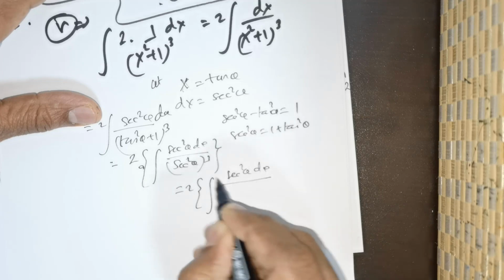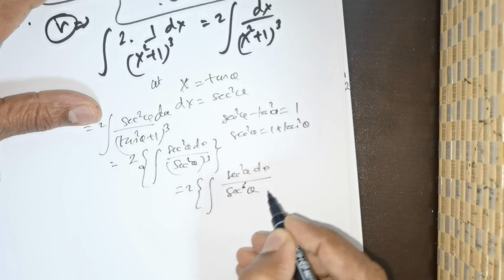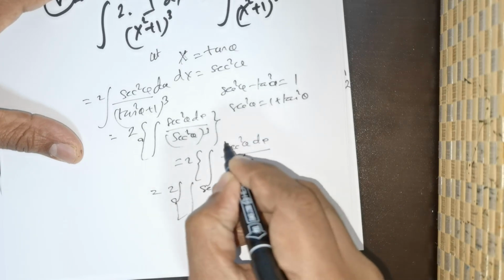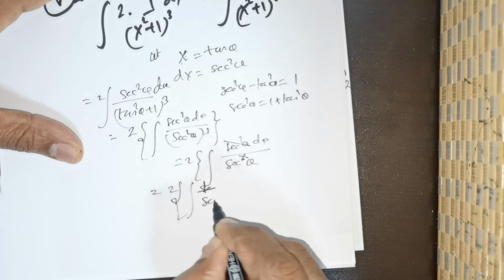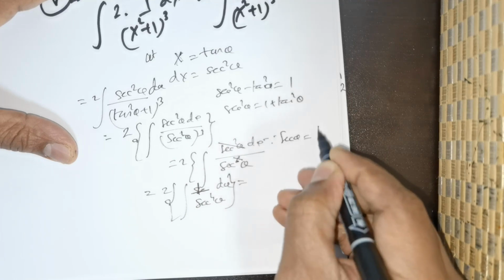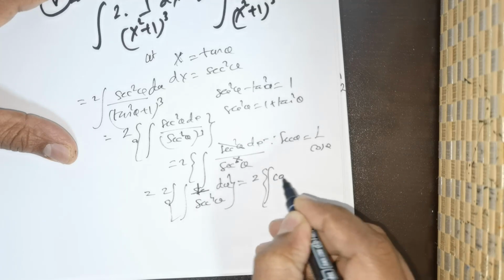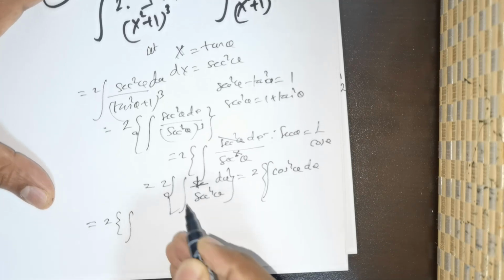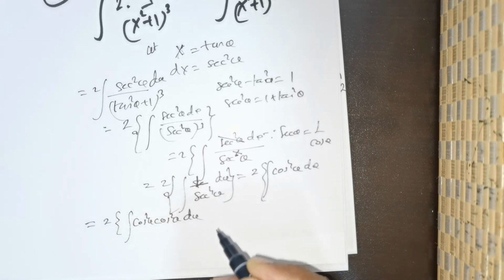That's going to be secant raised to the power of 6 theta, which is equal to 2 times the integral. I can cancel a secant square theta with the secant square theta, so that would give me 1 divided by secant to the power of 4 theta d theta. Now since secant theta is equal to 1 over cos theta, this is equal to 2 times the integral cos to the power of 4 theta d theta. I can rewrite this as 2 times the integral cos square theta times cos square theta d theta.